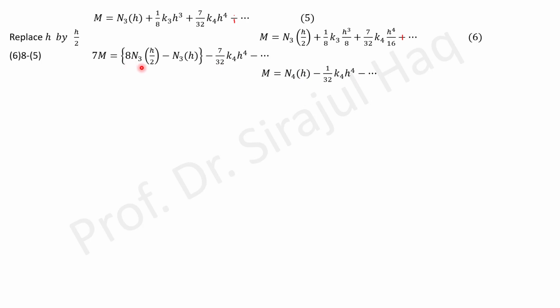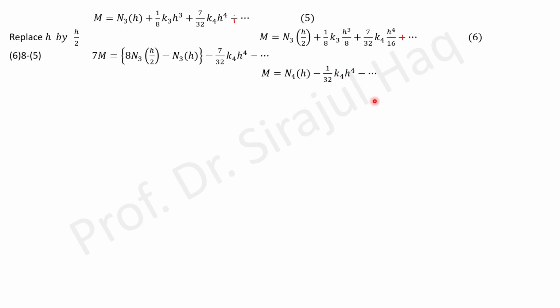I replace this term by N4 of h. This term divided by 7, I replace by N4 of h. So when you do the division by 7, this will become 1 over 32 K4 h4.